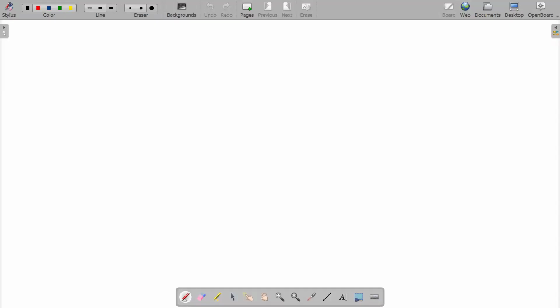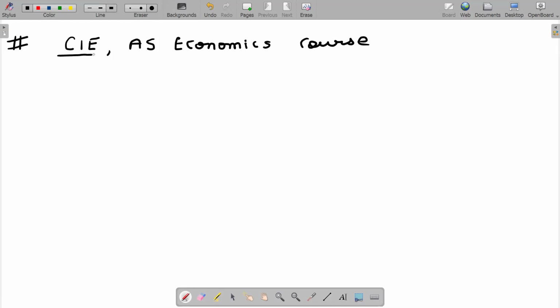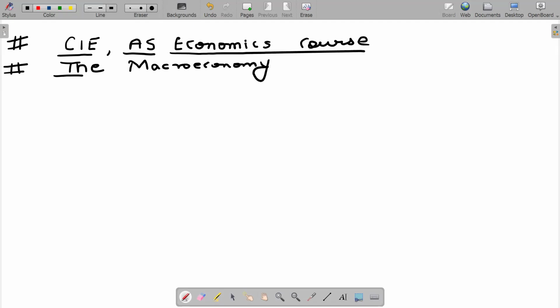So I'm just writing the main heading for completeness. We are looking at the Cambridge International Education AS Economics course. Within this, we have been looking at the macroeconomy module. And within the macroeconomy module, we are looking at unemployment. The concept we are covering is unemployment.